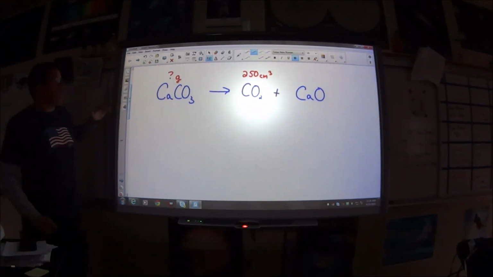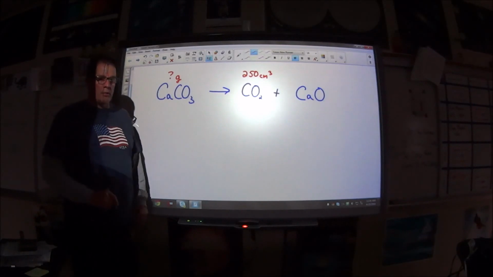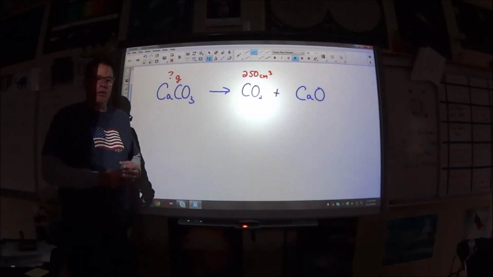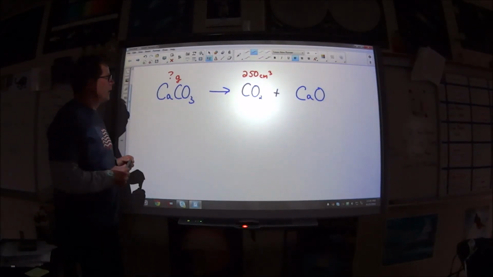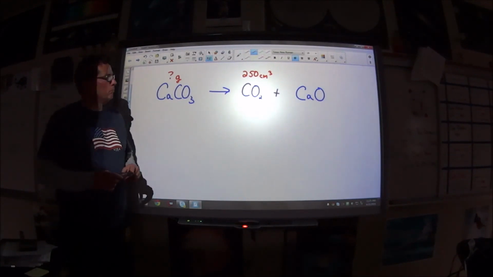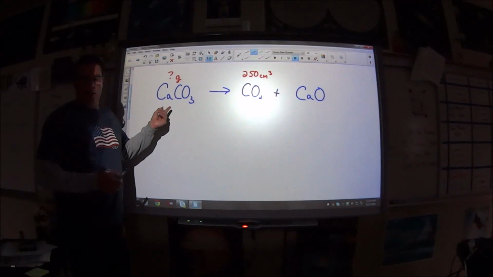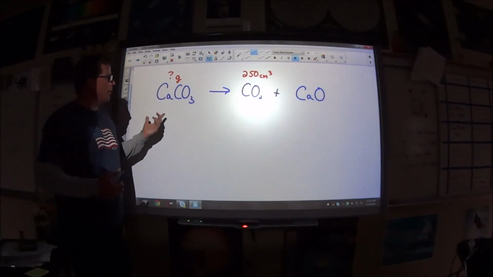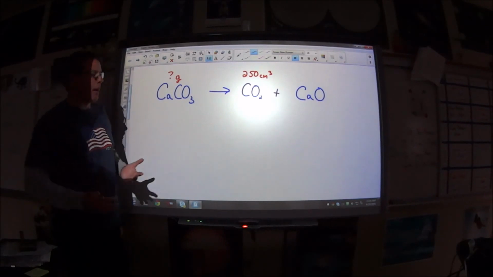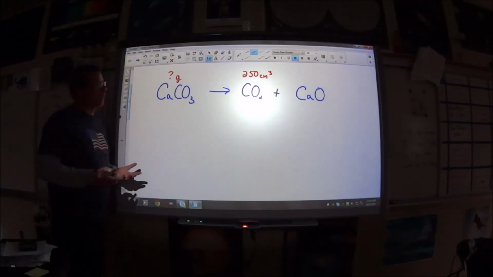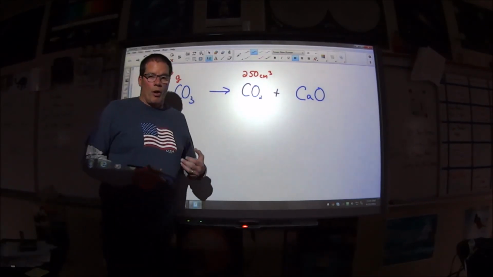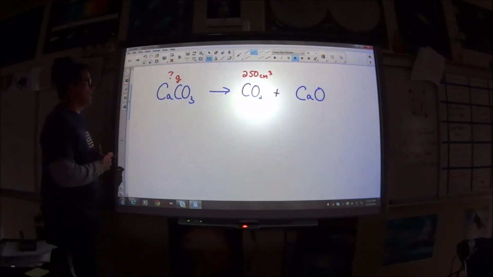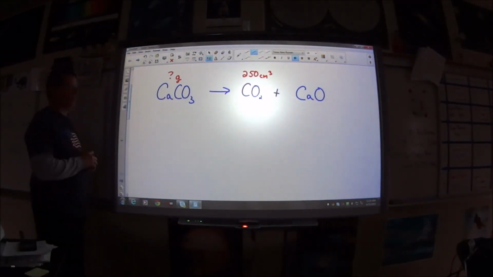So let me ask you this. Is this a stoichiometry problem? Yes, it actually is. Is this a limiting reactant problem? No, it is not. Why? Because there's only one reactant. Also, we're looking for something about the reactant. So this is not a limiting reactant problem, but it does have a gas in it, which is carbon dioxide. So that's why we care about STP, but it is a good old stoichiometry problem.